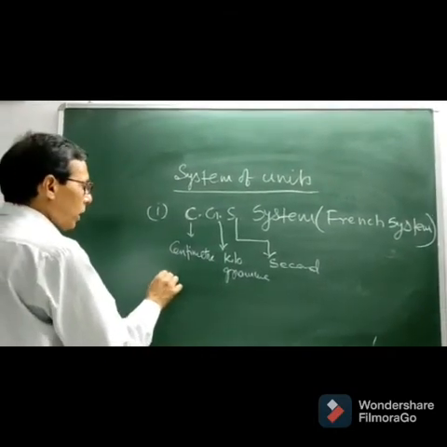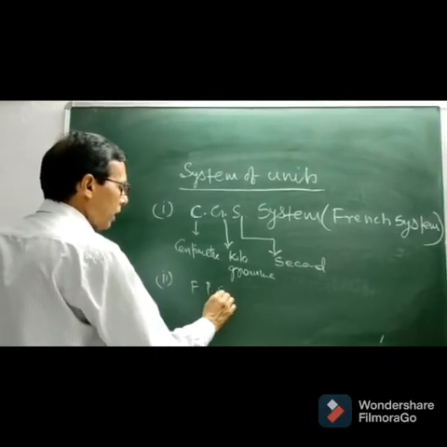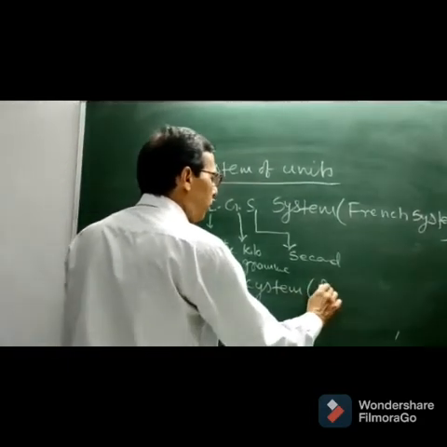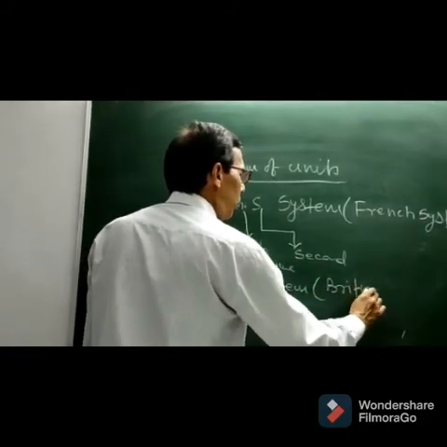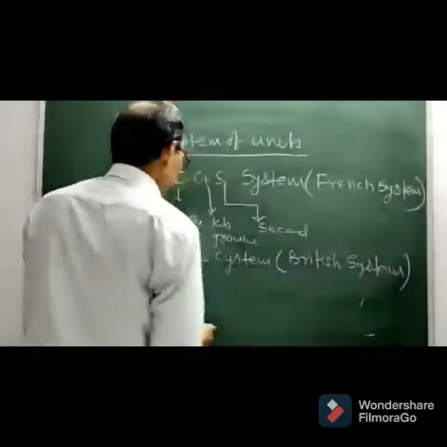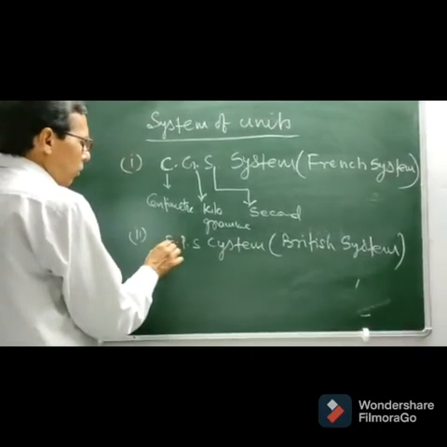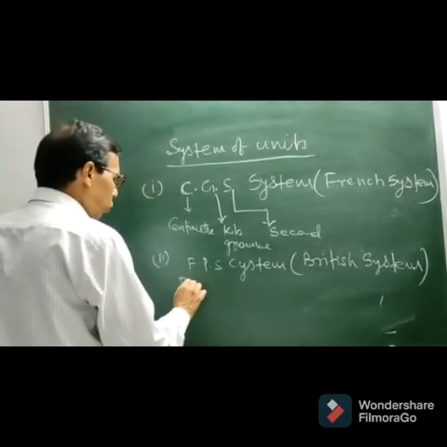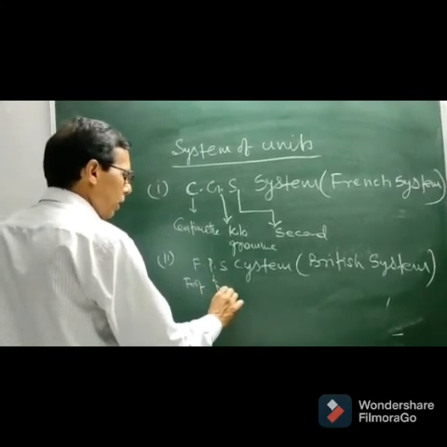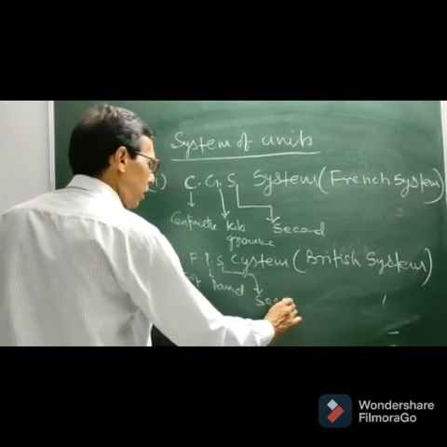The second one is FPS system. It is also known as British system. In British system, the length is measured in foot and mass is measured in pound and time is measured in second.